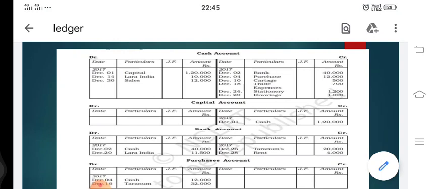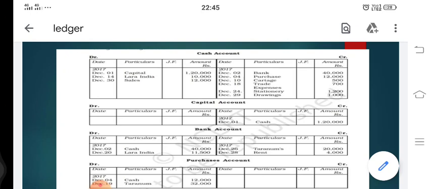Now you can see here the date, though you have already been discussing that every transaction needs to be recorded date-wise. Particulars, fine. JF. If you remember, I told you in the case of journals that we have to write a column of LF, that is ledger folio. Here we are writing JF, which stands for journal folio. Now let's break the mystery of LF and JF. As I told you, a ledger is prepared after preparing the journal.